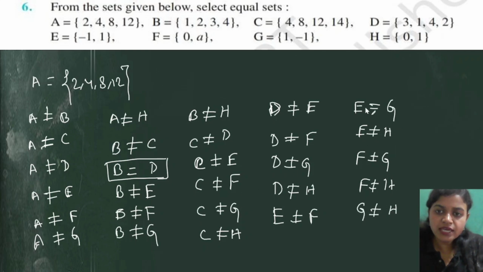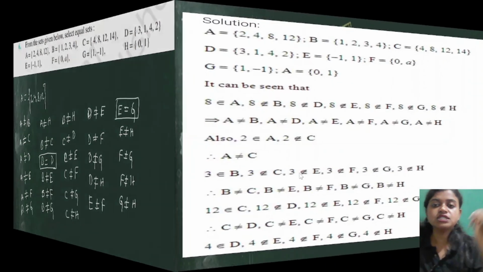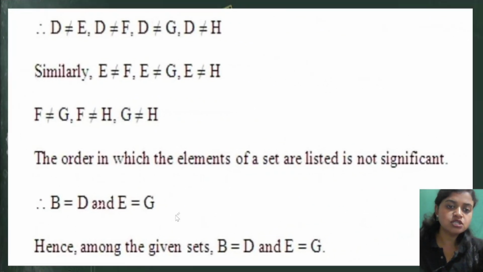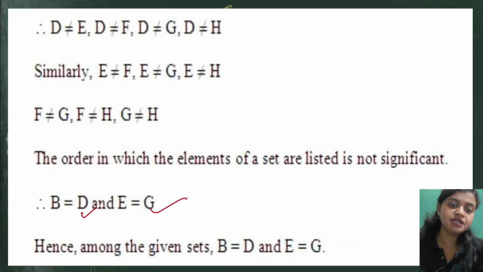So we see only E and G, and B and D, are equal to each other, and the rest of the relations are not equal to each other. So we can check this solution here. Okay, so these two solutions hold the equality relationship.